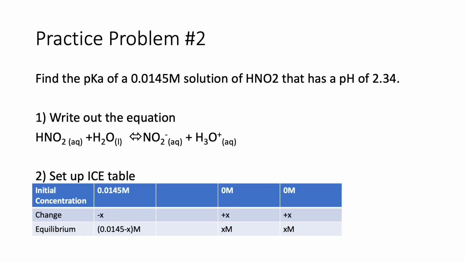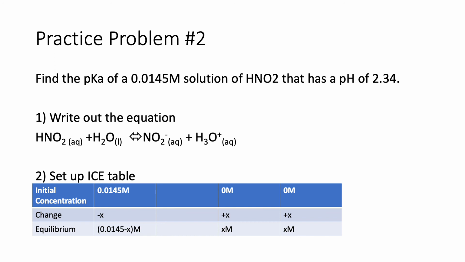We're going to do one other practice problem. This time we're looking for the pKa of a 0.0145 moles per liter solution of HNO2 that has a pH of 2.34. I won't go over these first two steps in as much detail since we already did them in the last problem. So our first step is to write out the equation, and our second step is to set up the ICE table, showing the initial concentrations, the change, and the equilibrium, and leaving out water since it's in its liquid form.